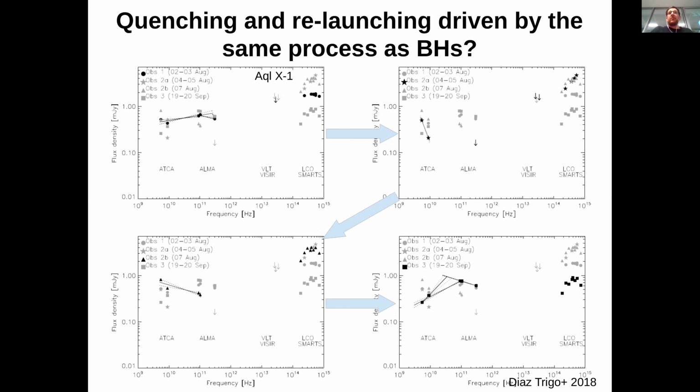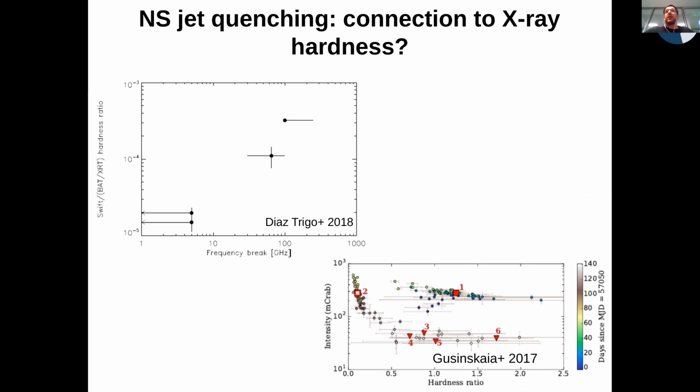Now, interestingly, Maria was also able to make some tentative connection between the evolution of the jet spectral break and the X-ray hardness, in line with the results from other systems, such as Nina's work, where that jet quenching seems to be related to lower hardness ratios. So it does appear that if a neutron star does have jet quenching, when it does occur, it could be occurring in much the same way as it does for black holes.